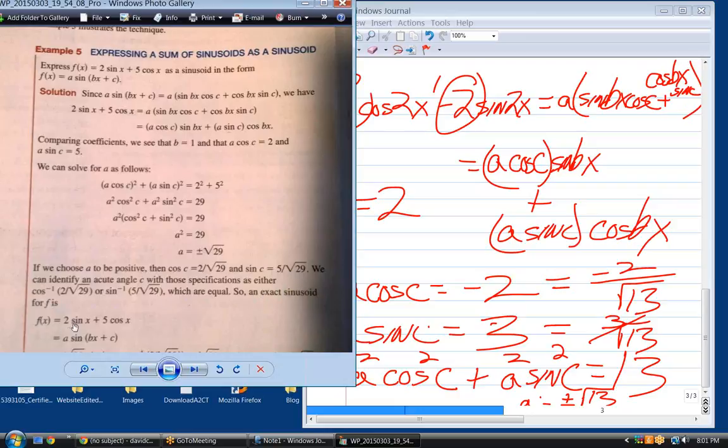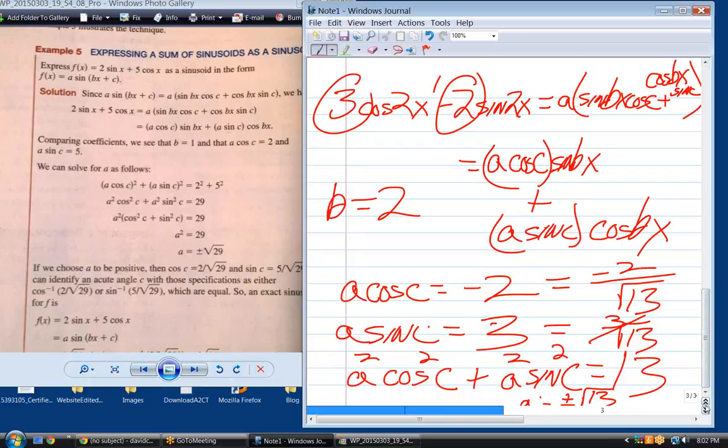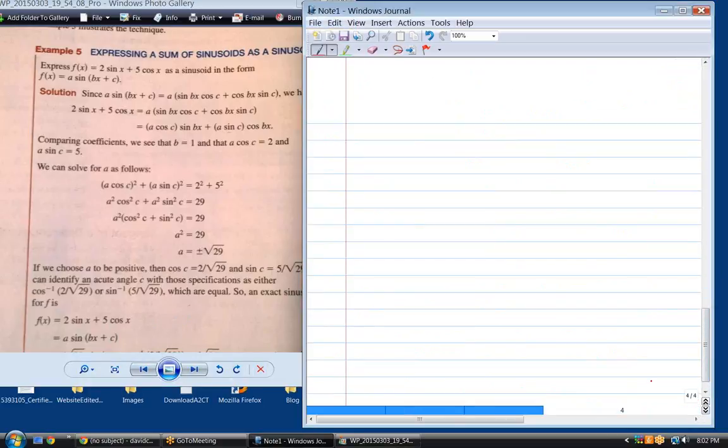So an exact sinusoid is going to be, oh, you left off the bottom. What goes below this? So that is equals square root of 29 parenthesis x plus inverse cosine. Okay, yeah, C is the inverse cosine. Okay, I get it now. I figured it was going to be something strange like that.